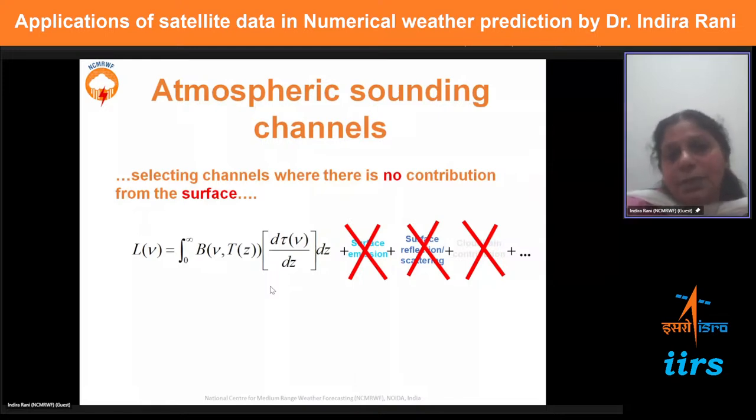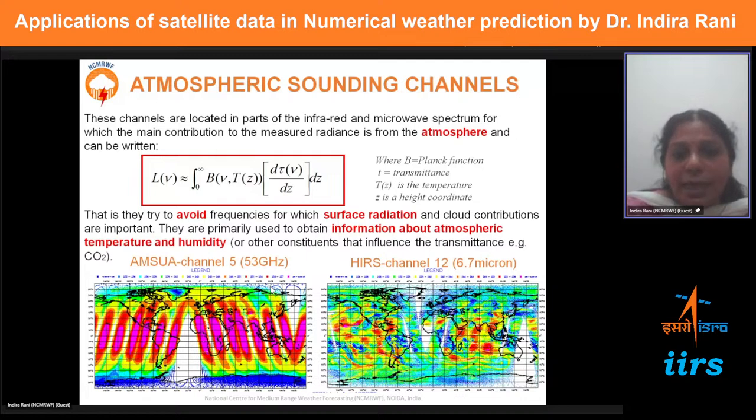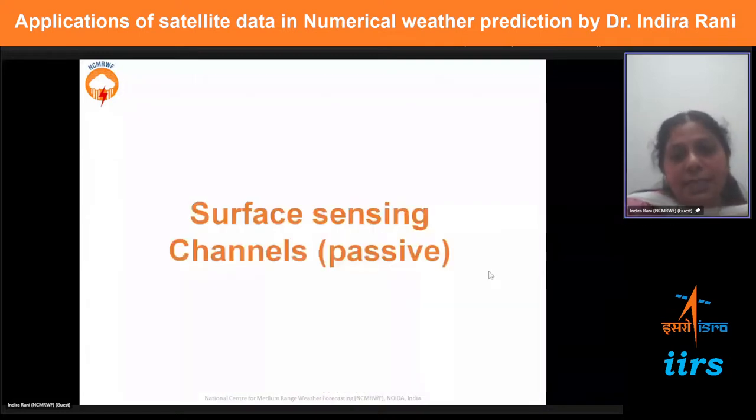Examples of atmospheric sounding channels are AMSU-A channel 5 and the HIRS channel. As we already said, the atmospheric sounding channel can be in the IR region or in the microwave region. AMSU-A is in the microwave, in the 53 gigahertz region, and the HIRS channel is in the IR region, at 6.7 microns. So in the microwave region we have sounding channels, and in the IR and water vapor region we can also get sounding channels. And coming to the surface sensing channel.